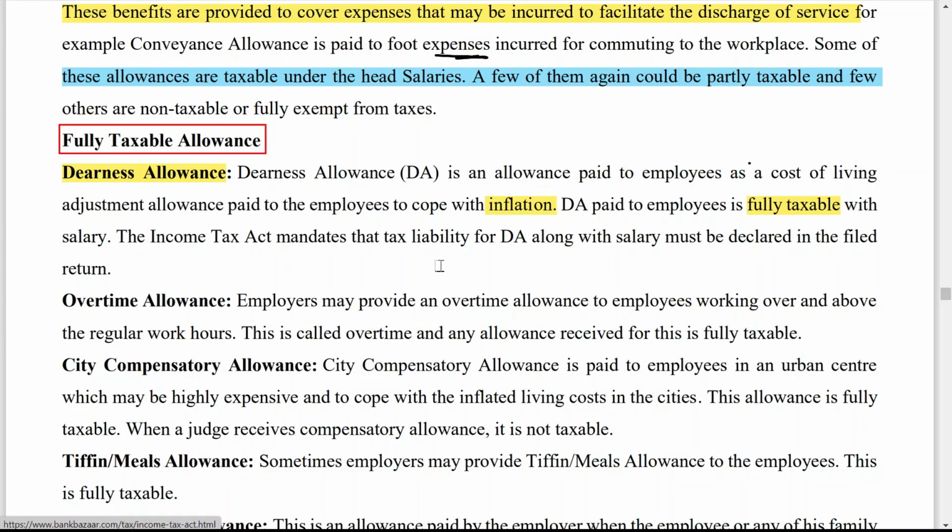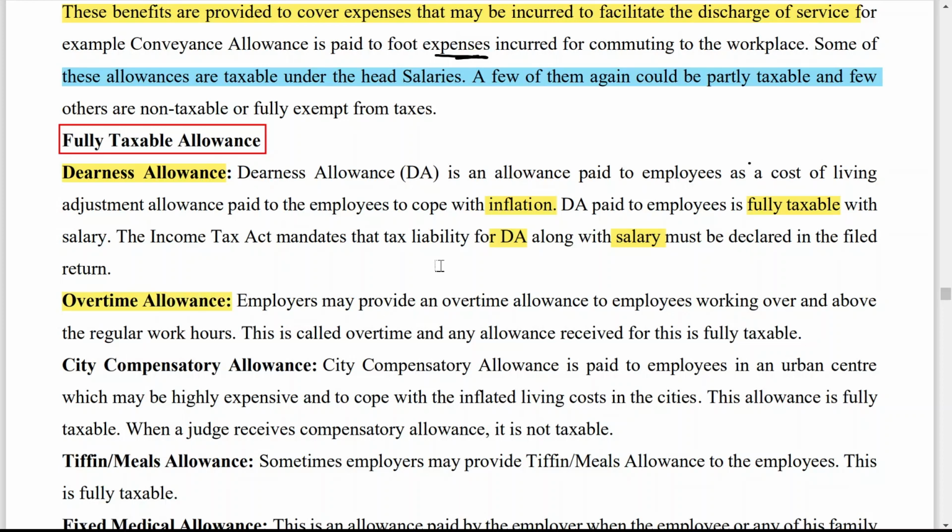The Income Tax Act mandates that tax liability for DA along with salary must be declared in the return. So whenever a person is filing a return, he has to declare what amount of dearness allowance he has received along with the salary. It is compulsory to declare the DA amount along with the salary while declaring his total taxable income.